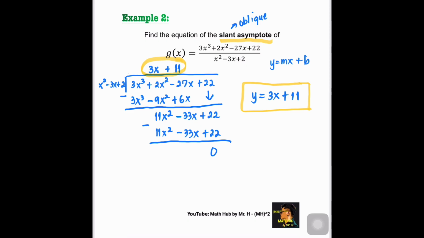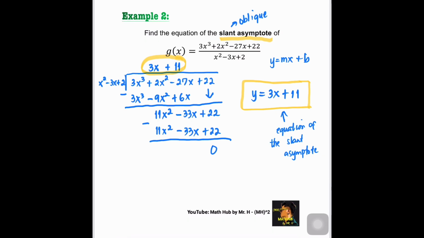So you just take whatever the quotient is, so just ignore the remainder. If ever there is a remainder here, you don't take that. You only take the quotient. All right, so let's head on to our last question.